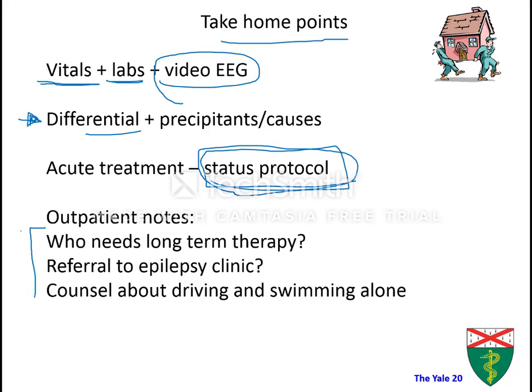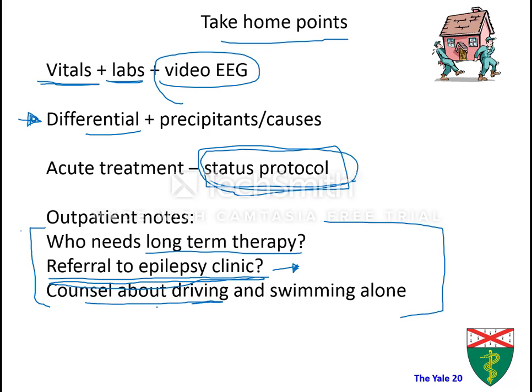I think it's also important to touch on things that we didn't get to speak about earlier, but really, who needs long-term therapy? You can refer them. We actually have a first seizure clinic that you can refer people to for people who might not need long-term therapy, and they can follow up there and discuss if they're able to come off AEDs, if you're worried about them, if they need to continue it. Also, it's very important to counsel your patients about driving and swimming alone if you're worried about them having recurrent seizures. So these are just some other thoughts that you can read about more and learn about.